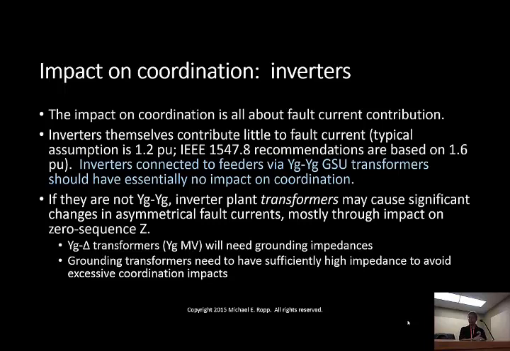If you follow the procedure that was outlined here just a little bit ago, again, in theory, that should not be an issue. So again, the reason why that grounding transformer sizing procedure is the way it is, is to prevent impacts on protection. So hopefully we're going to be okay with this.